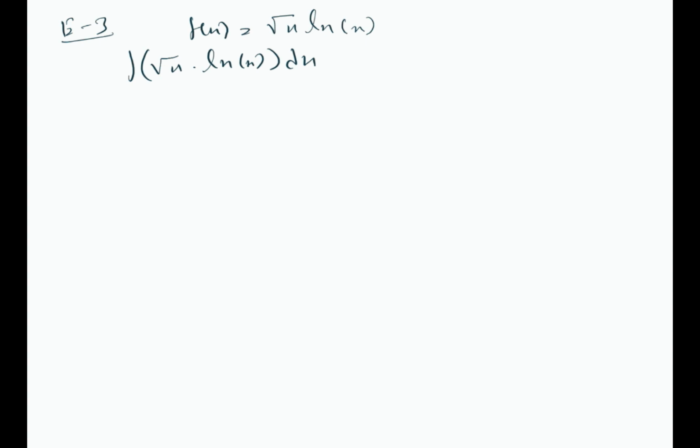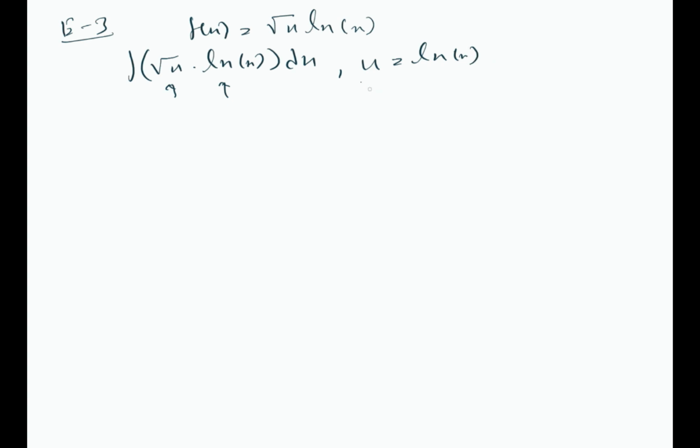Example 3. For example 3, we have a function f of x is equal to square root of x ln of x. Okay, so we need the integral of this function, square root of x ln of x dx. Now we need to take our u and db, right? If you check, this is an algebraic function and this is a logarithmic function. Since the logarithmic function comes first according to the rule of LIATE, we can take u as ln of x.